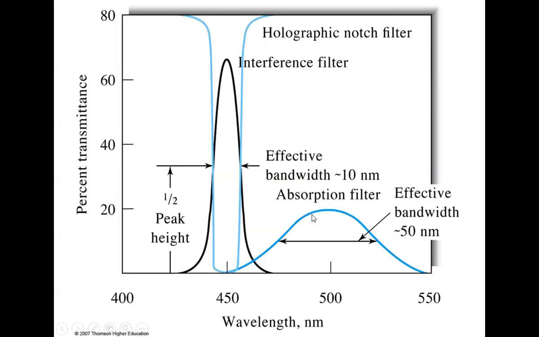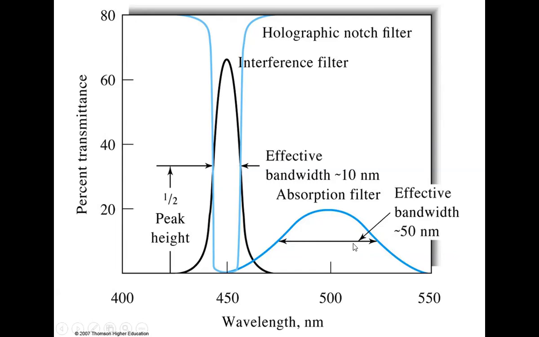Now, here is the difference. You notice this diagram has information that might be easy to skip. Here are three types of filters, and I want you to note them. You have the absorption filter. Absorption filters have a broader effective bandwidth, around 50 nanometers.